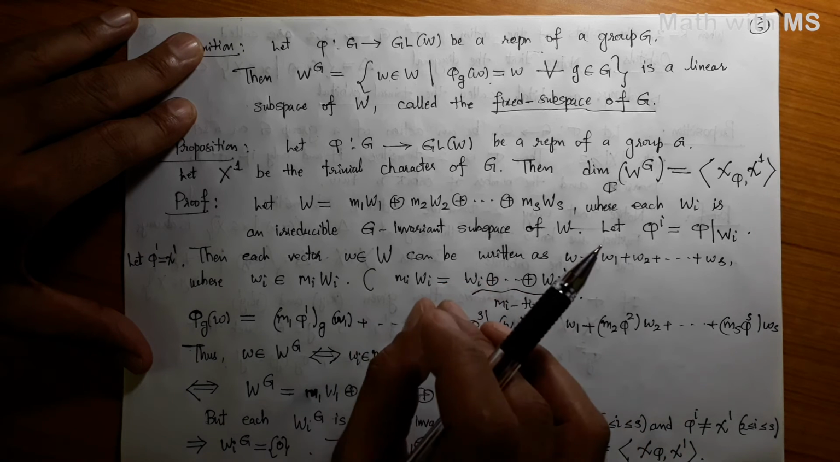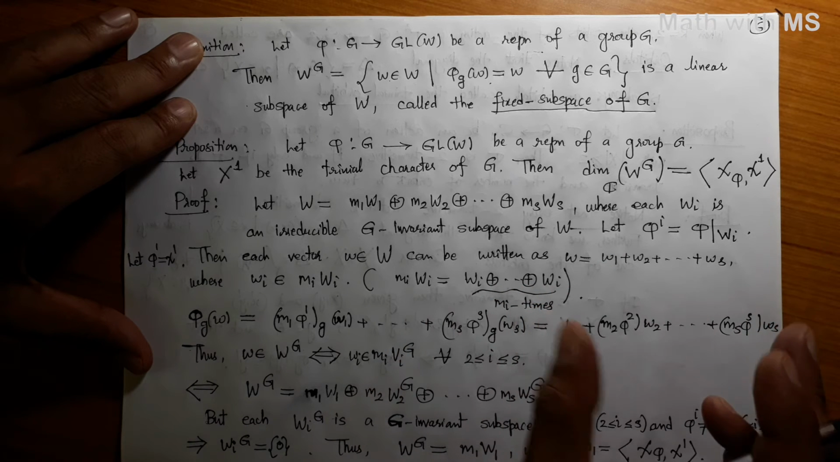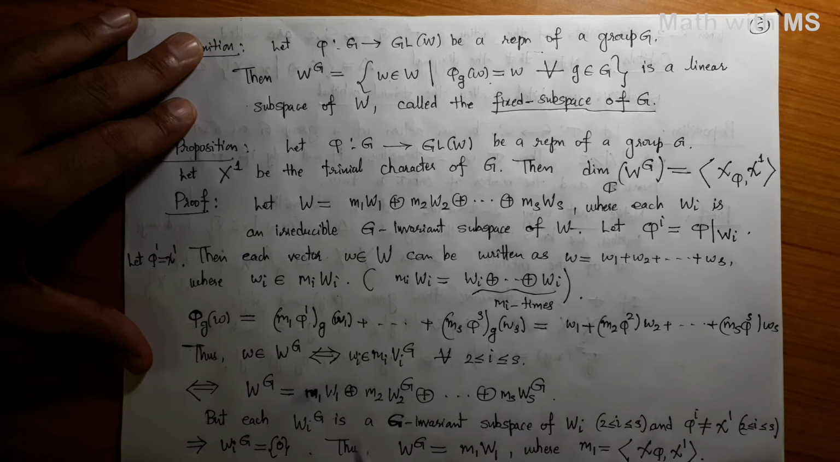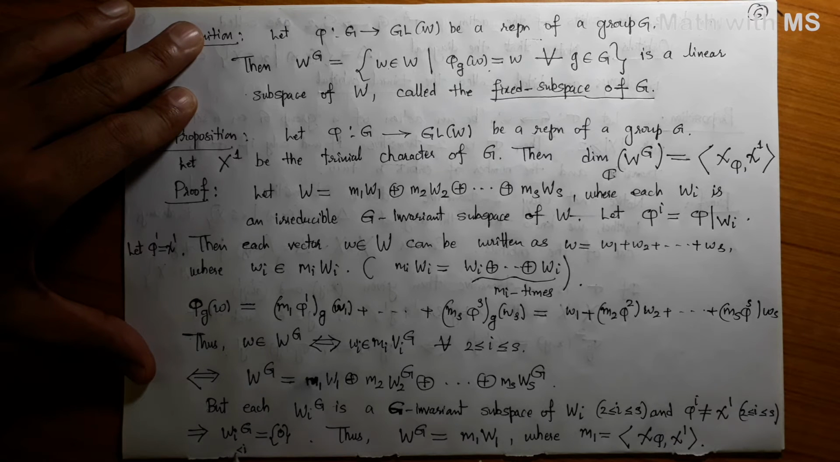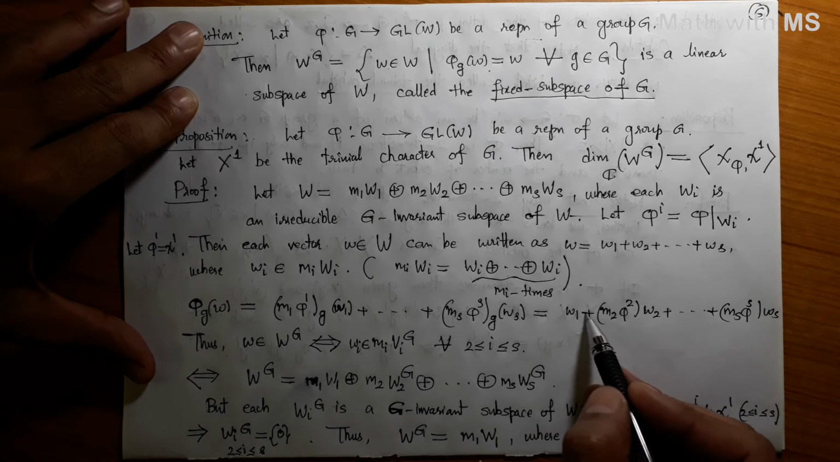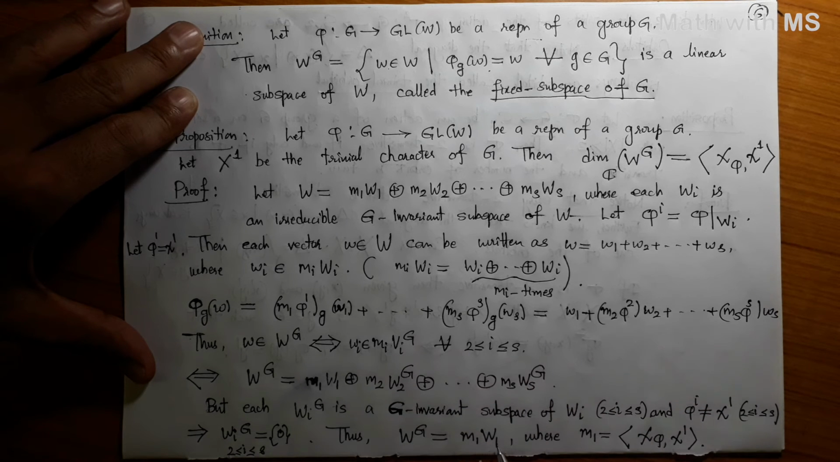And these are all the possible inequivalent irreducible representations. Therefore, the only possibility is that each of these wi to the power g has to be trivial for i bigger than or equal to 2 and less than or equal to s. Therefore, w superscript g has to be only the first part, which is m1 copies of w1.